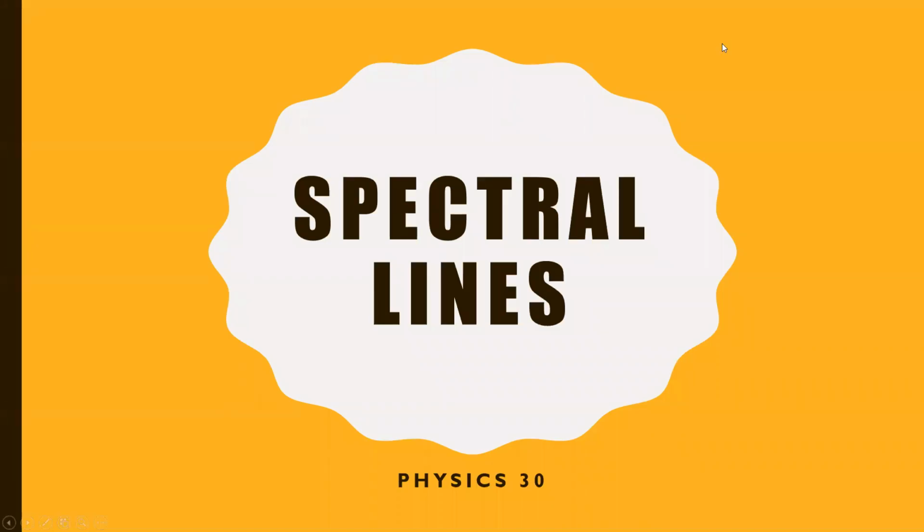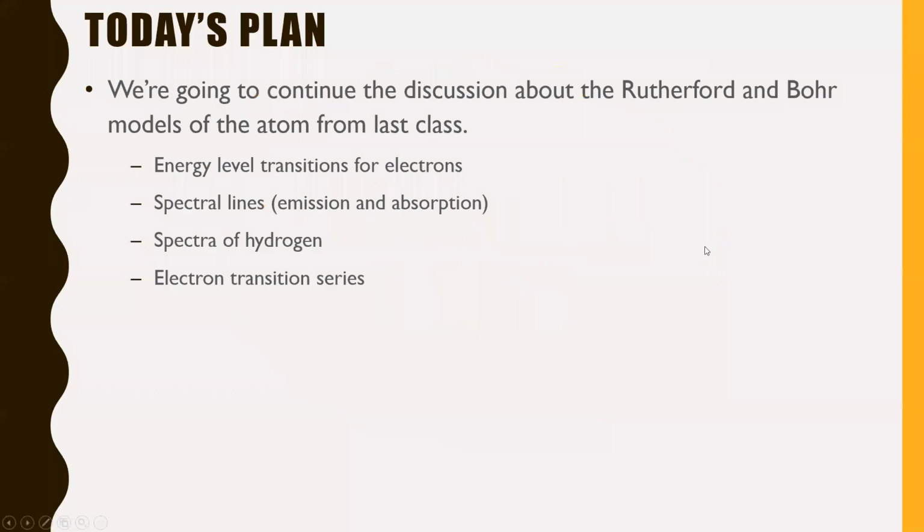So today we're going to continue on with our atomic physics unit by talking about spectral lines. Now, spectral lines are something we would have covered in previous science courses, but it might seem pretty new to a lot of us. Anyway, here we go. We're going to continue the discussion about the Rutherford and Bohr models of the atom from last class. So we're literally going to start right where we left off.